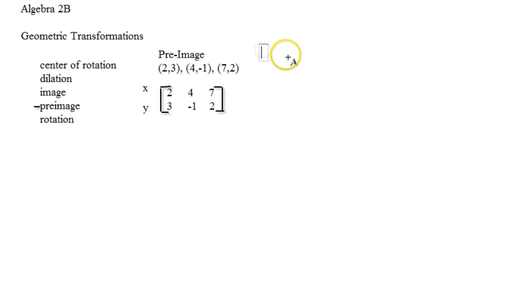Now normally with the translation, I would just write it in the form of x plus a number, let's say I want to move it to the right 3, and then y minus 2. Then I would write out what my image was and work with it that way. But sometimes if you're dealing with a large picture, that's not going to be feasible, so you have to make a matrix out of it.